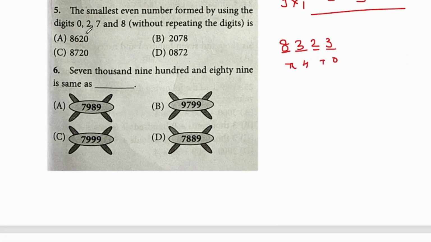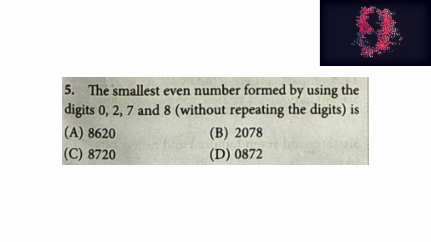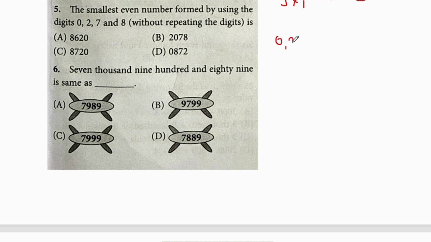Alright, you solve the next question. The smallest even number formed by using the digits 0, 2, 7, 8. You solve this question and your time starts now. Given digits are 0, 2, 7 and 8, right? So 4 digit number, give 4 places. What do you have to find? The smallest even number formed by using the digits 0, 2, 7, 8 without repeating the digits.